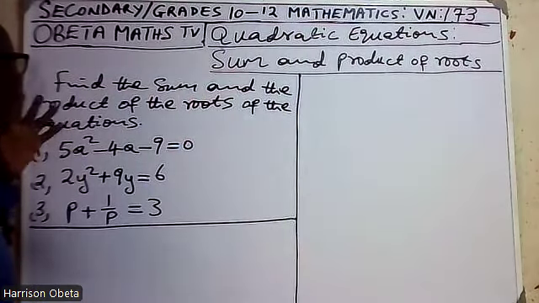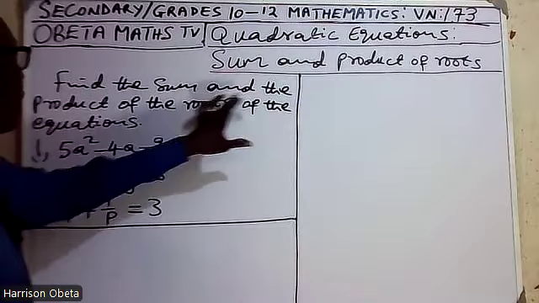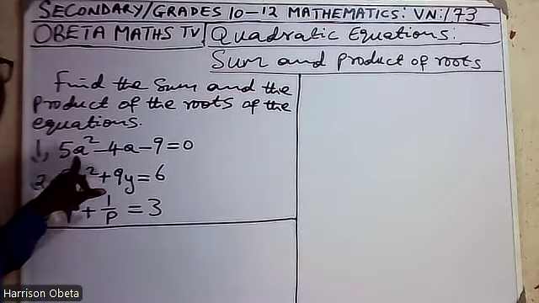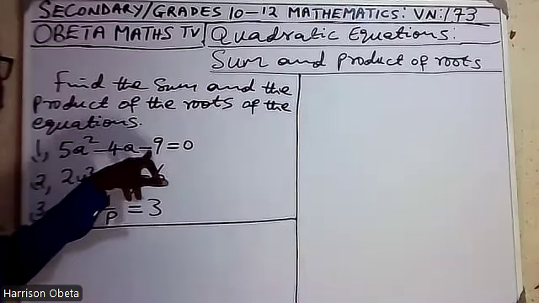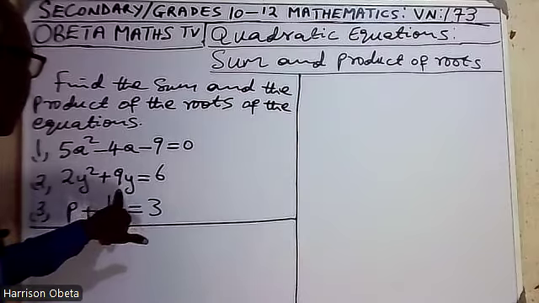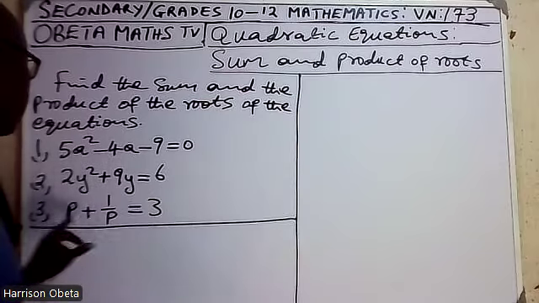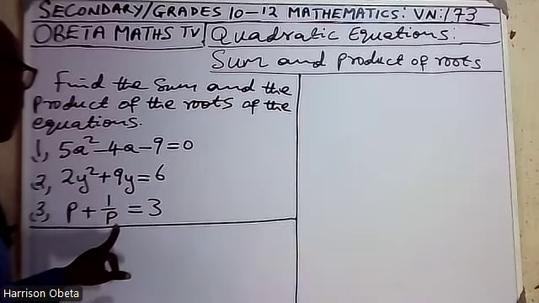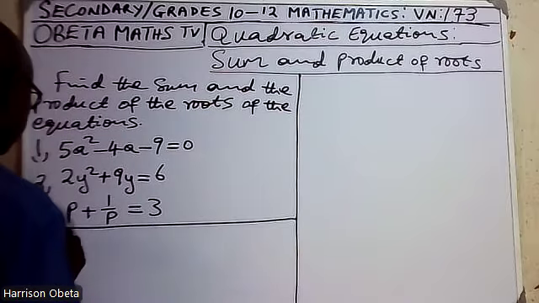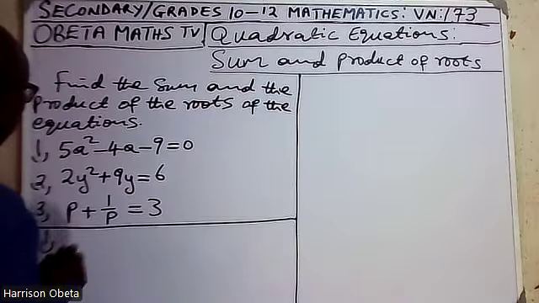Number 1, first of all, we have to find the sum and the product of the roots of the equations. 5a squared minus 4a minus 9 equal to 0. 2y squared plus 9y is equal to 6. P plus 1 over P is equal to 3. So let us take question number 1 now.